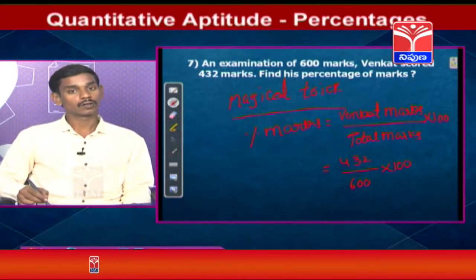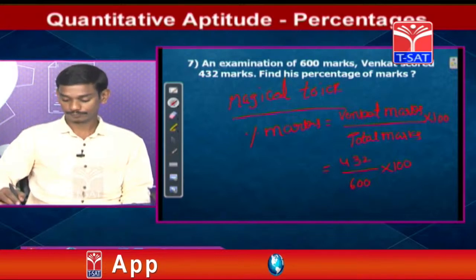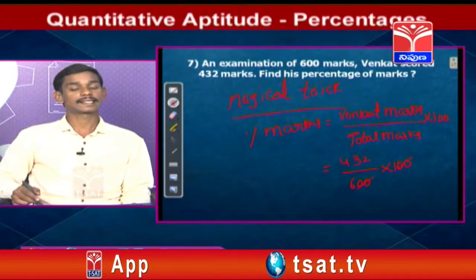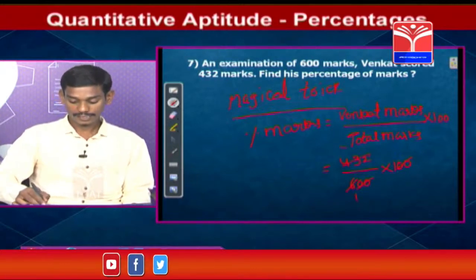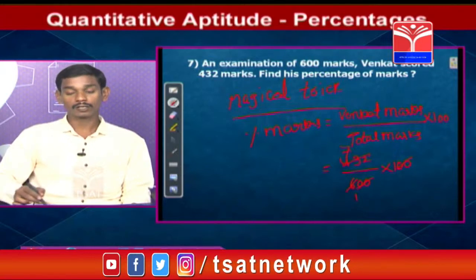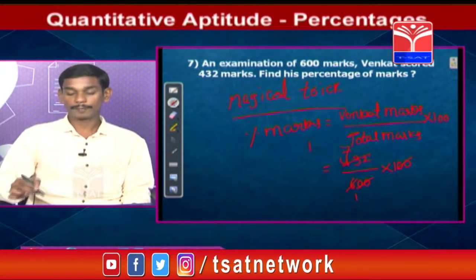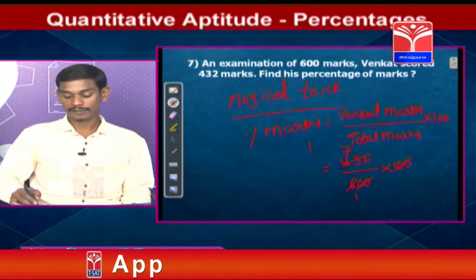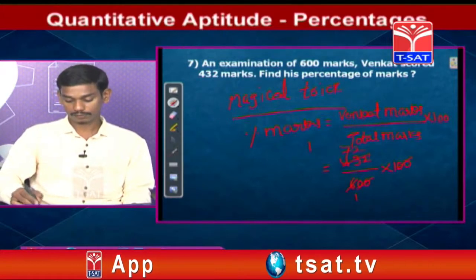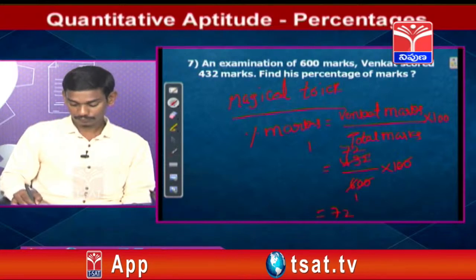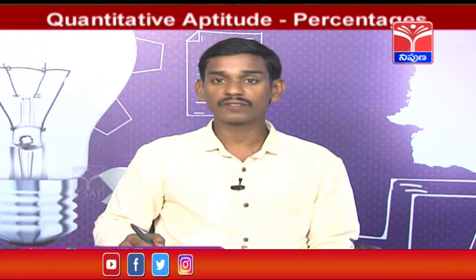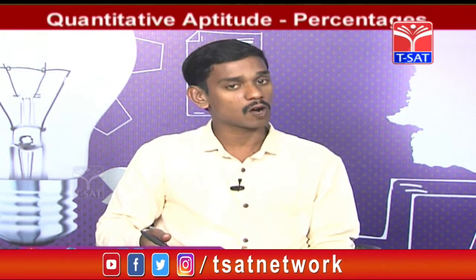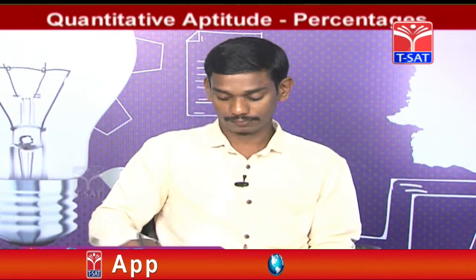Already we know percentage, just multiply by 100. 2 zeros will cancel. Again see here calculation, 6 1 ja, 6 7 ja 42, and here 1 and 1 is there, and remaining numeral is 2. So 12, in which table will go? 6 2 ja, 72%. In an examination of 600 marks, Venkat got 432 marks. That 432 marks is how much percentage in 600 marks? 72%. This is our answer.